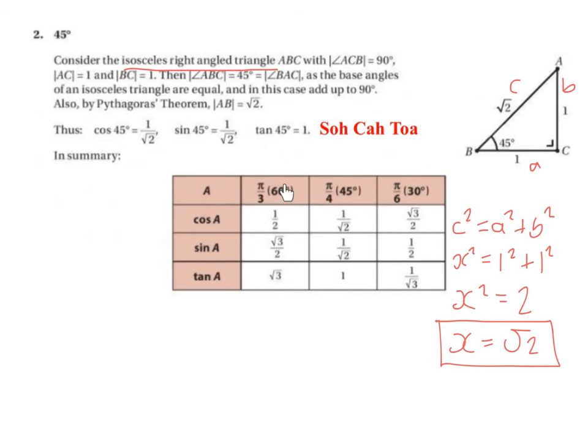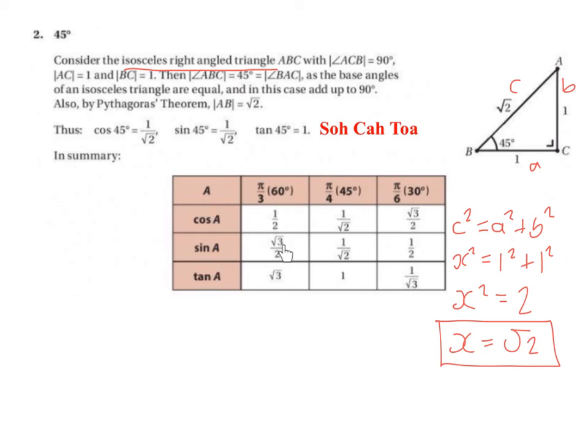So this is a summary of our ratios. So cos of 60 degrees is a half, cos of 45 degrees is 1 over root 2, and cos of 30 degrees is root 3 over 2. Likewise, cos of pi over 3 is a half, cos of pi over 4 is 1 over root 2, cos of pi over 6 is root 3 over 2, and so on.